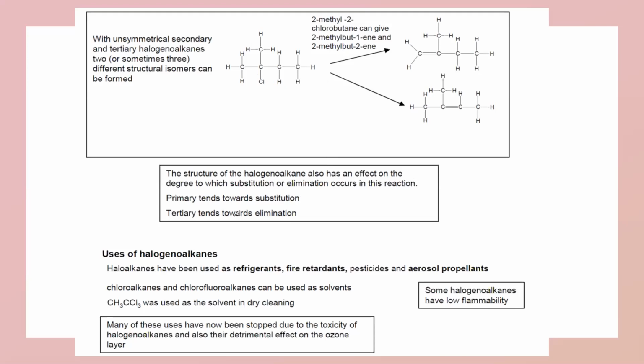Then the uses of halogenoalkanes: used as a refrigerant, fire retardant, and aerosol propellant. What is the reason why we use them? Because they can absorb a greater amount of energy before converting back into gaseous state. They are inert, so we can use them as a fire retardant. And chloroalkanes or chlorofluoroalkanes can be used as a solvent as well. But many of these compounds, CFCs, are not used because they are toxic and cause ozone depletion.